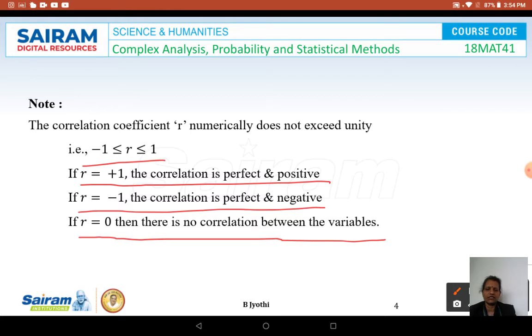Supposing while calculating the R value, if it comes as 1.03 or 0.4, it is not acceptable, because the value varies between -1 and +1. Anything between -1 and +1, if it comes, it is acceptable. Otherwise, we need to check back.